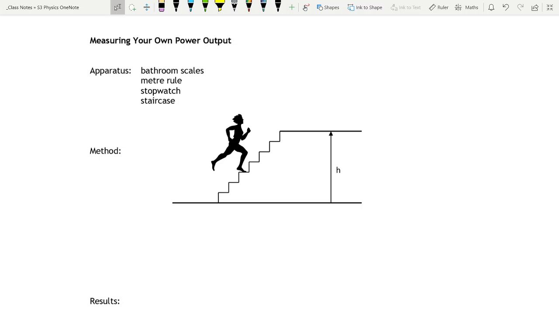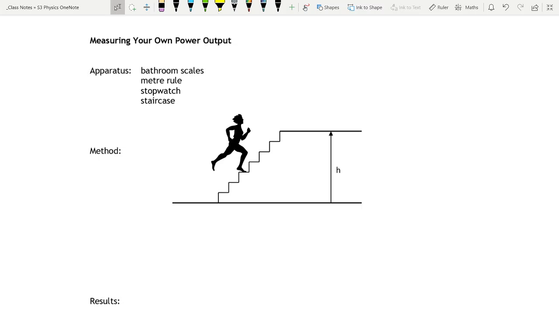Okay. Right, so this experiment is to measure your own power output. Or one person from a desk's power output. Or if nobody from your desk wants to do it, then you can nominate somebody else from another group to do it as well.